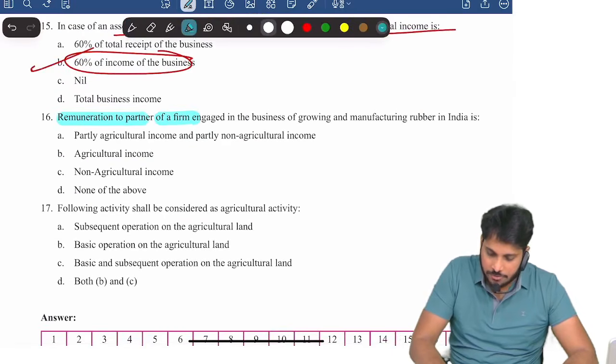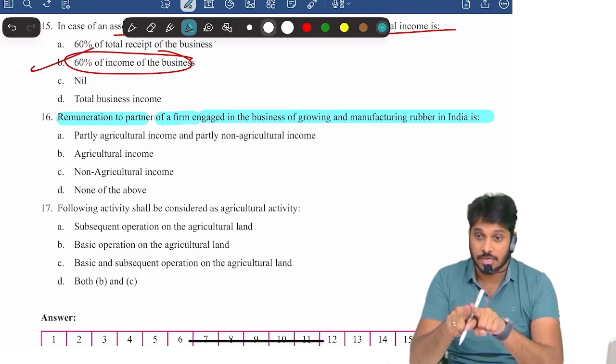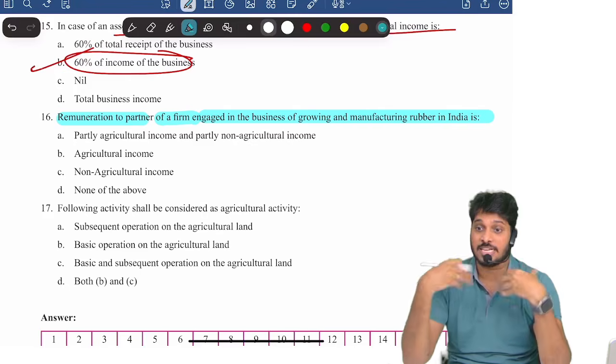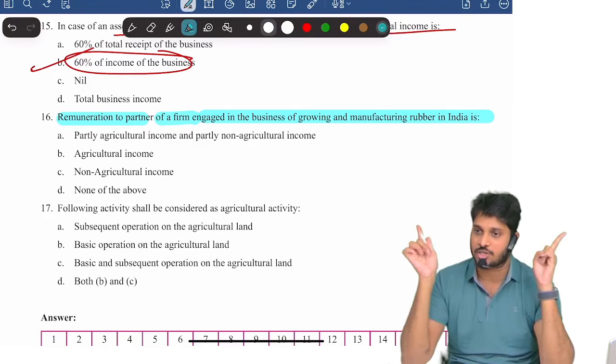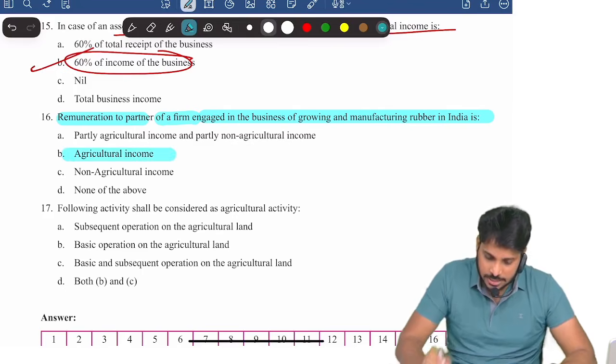Remuneration of a partner of a firm engaged in business of growing and manufacturing rubber. Remember, if a firm is engaged in agriculture activity, remuneration received by partner, capital interest received by partner, everything is treated as agriculture income. For partnership firm alone, this point is logical. Okay, so it is agriculture income.